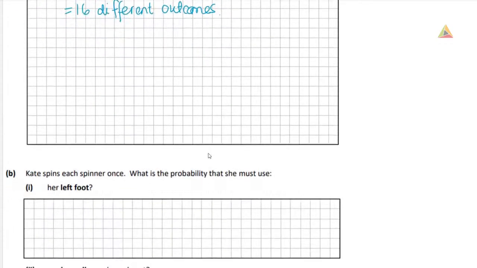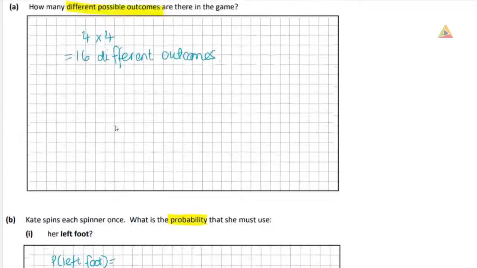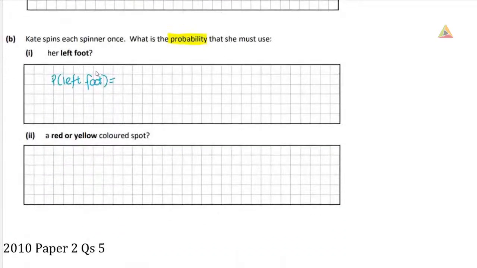So then we have a probability. So Kate spins each spinner once. What is the probability? So now we're being asked what is the probability, so now I'm looking for a fraction or a decimal or percentage. So what is the probability that she must use her left foot? So the probability of left foot, that's our first spinner. When we look at our first spinner, there were 4 possible outcomes and left foot is one of them. So that means that we're just going to say 1 out of the 4 outcomes.